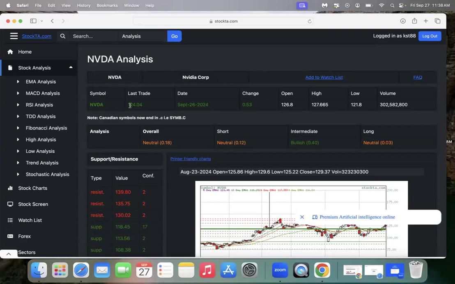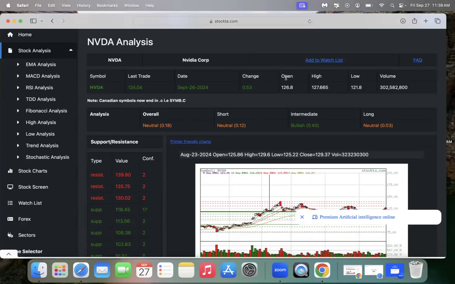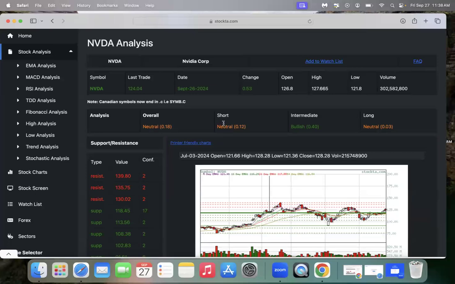So up here you have the symbol, last trade, the date, the change, open, high, low, volume. Trend is very important. Overall, right now, NVIDIA is neutral. I'll explain how we measure that, but short term is 30 days, intermediate is 60 days, and long term is 120 days. We use all these different things on the side. These are all different technical studies that go into the algorithm, and it shoots out a number to create a trend.